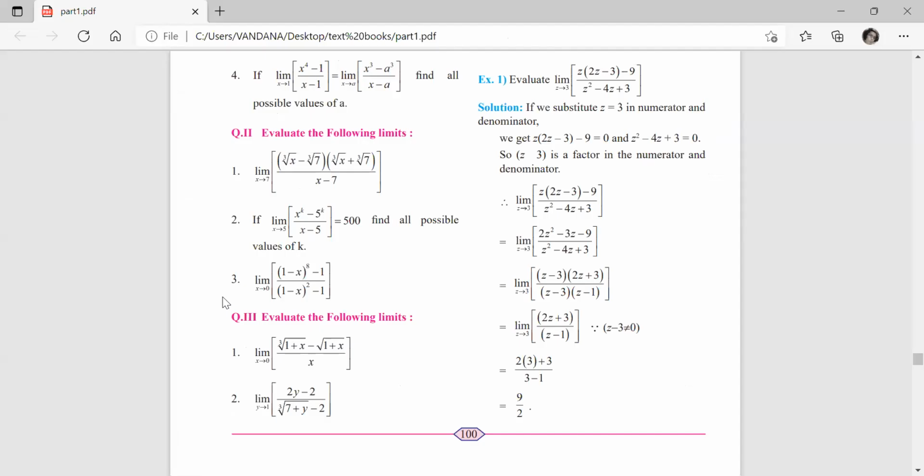Limit x tends to pi, x raised to k minus pi raised to k upon x minus pi is 500. Find all possible values of k. Second sum. Limit x tends to pi, x raised to k minus pi raised to k upon x minus pi is 500. You have to find out all possible values of k.